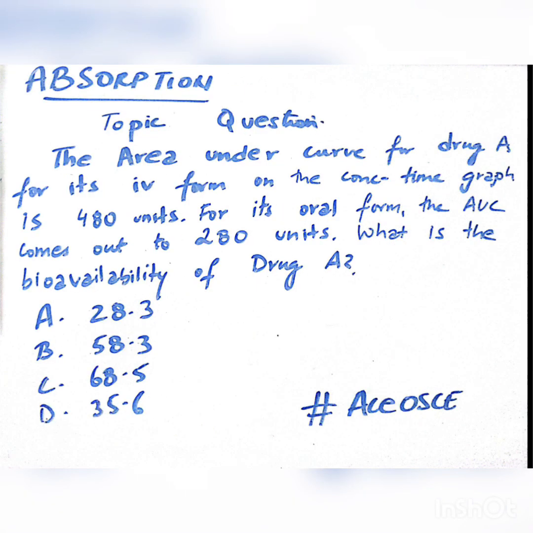The topic question for today would be: the area under the curve for drug A in its IV form on the concentration time graph is 480 units. For its oral form, the AUC comes out at 280 units. What is the bioavailability of drug A? The options are 28.3, 58.3, 68.5, or 35.6. Try to answer this question, guys, and if you have any question about answering this, definitely get back to me.